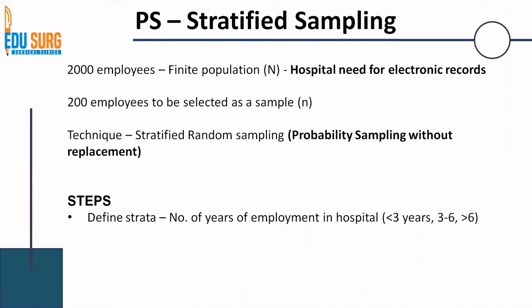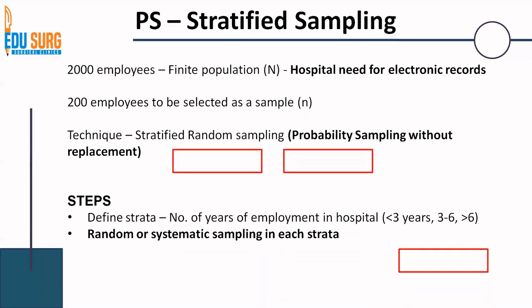So for example, here we have given number of years of employment in hospital, and you divide it as say less than 3, 3 to 6 years, more than 6 years, right? So there are three strata now. You can do random and systematic sampling in each strata. Suppose you have 300 employees less than 3 years, 700 employees in between 3 and 6 years, and 1000 employees more than 6 years. You can do random or systematic sampling in each strata.